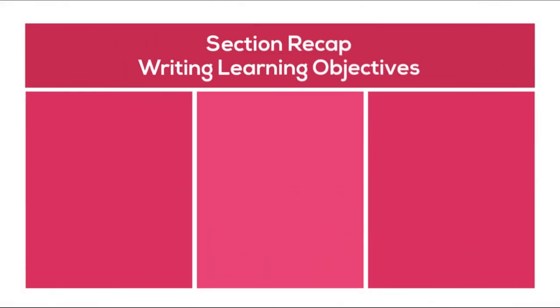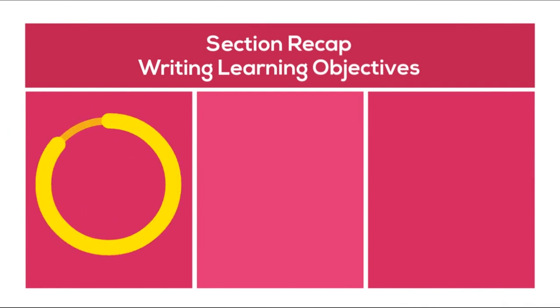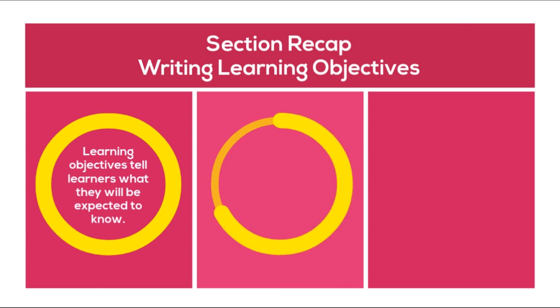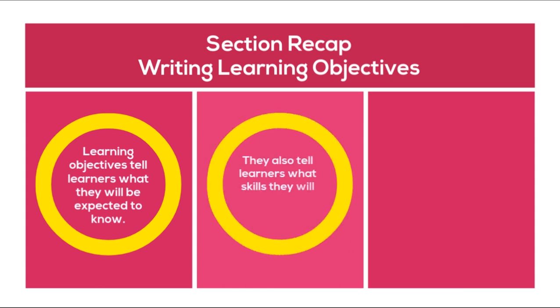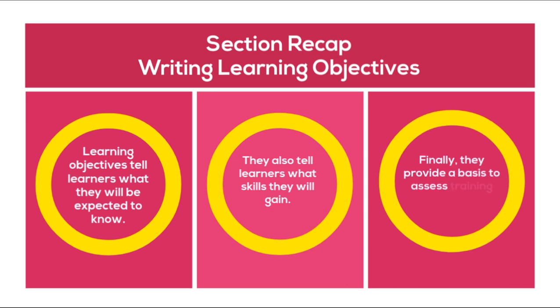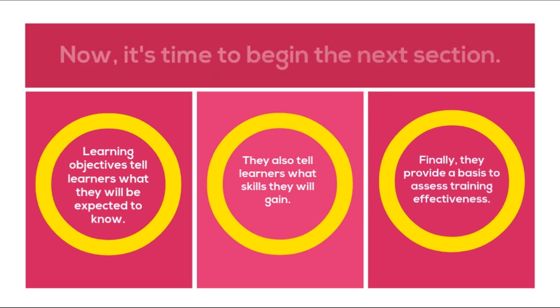Section Recap: Writing learning objectives. Learning objectives tell learners what they will be expected to know. They also tell learners what skills they will gain. Finally, they provide a basis to assess training effectiveness. Now, it's time to begin the next section.